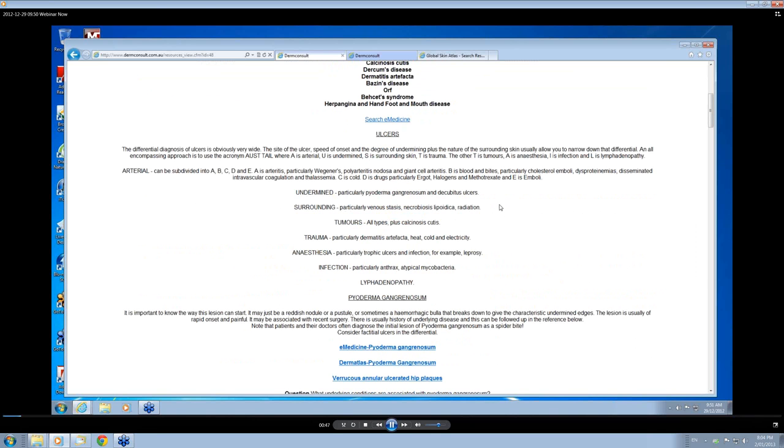Let's first of all look at ulcers. The major ulcers you're going to see are the traumatic ulcers, the venous ulcers, the arterial ulcers, and the neuropathic. You're not often going to see neuropathic. You're mainly going to see venous and traumatic ulcers. Venous ulcers obviously are associated with varicose veins.